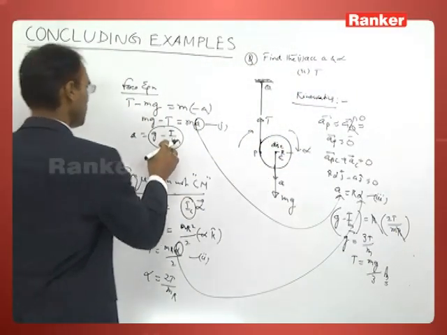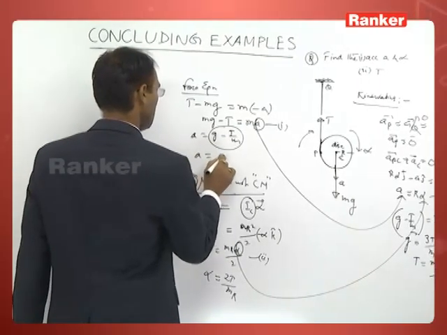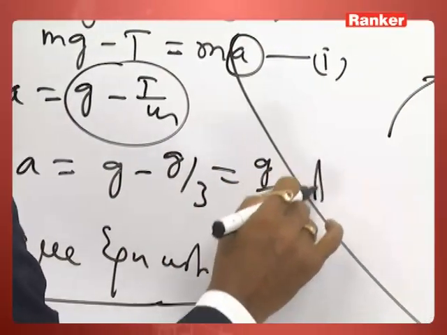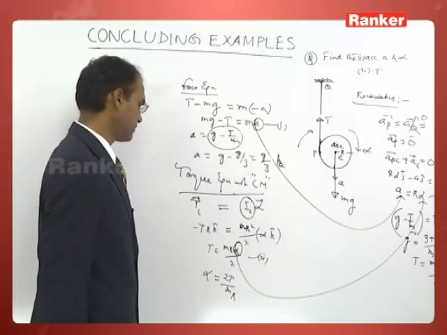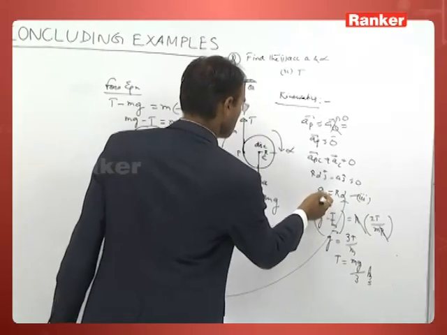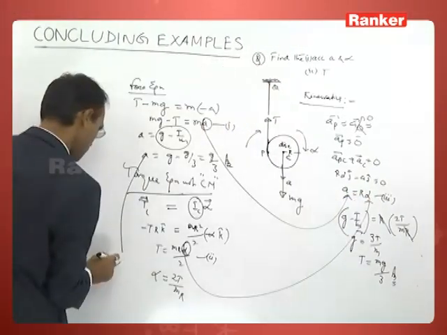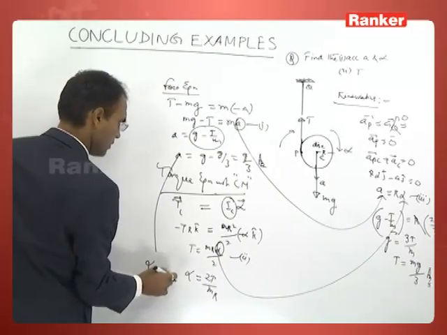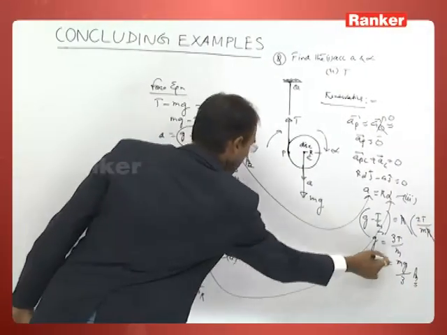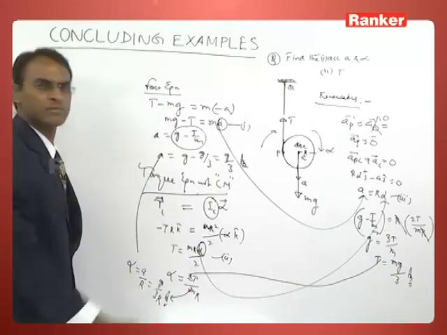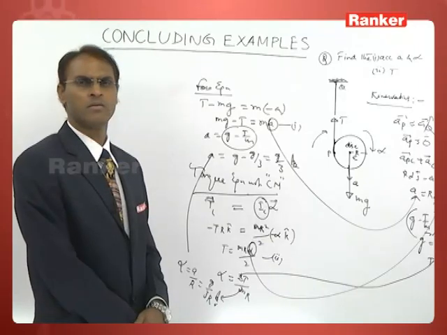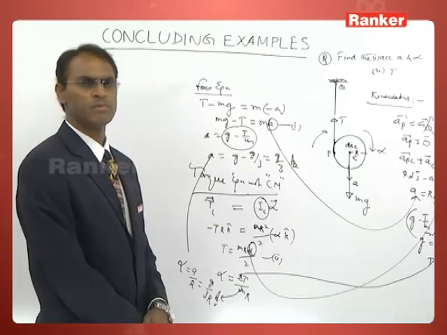Once you get tension, substitute here to get A is equal to g, T by m will be equal to g by 3. So acceleration of the center of mass of the falling disk is equal to g by 3, down. Once you get A, you can just write alpha is equal to A by R, that's equal to g by 3R. Answer. Or you can substitute the value of T here to get the same answer. In this way you can solve these middle level or second grade problems.